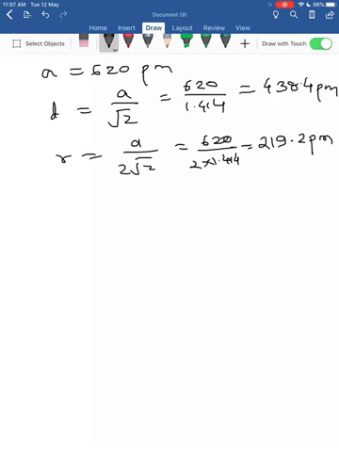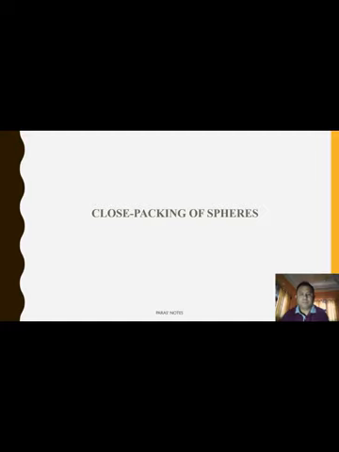This relation that you have learned just now is what you have to use in order to find the values. Okay, now let's see the close packing of spheres. Whenever a crystal is made, the different spheres, these balls, the atoms, ions, and molecules, will be arranging themselves. Now, how will they arrange themselves?